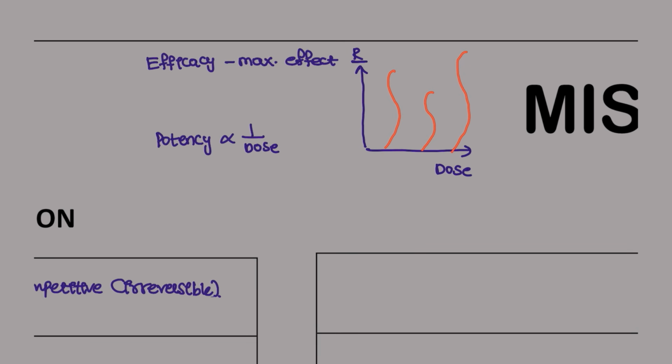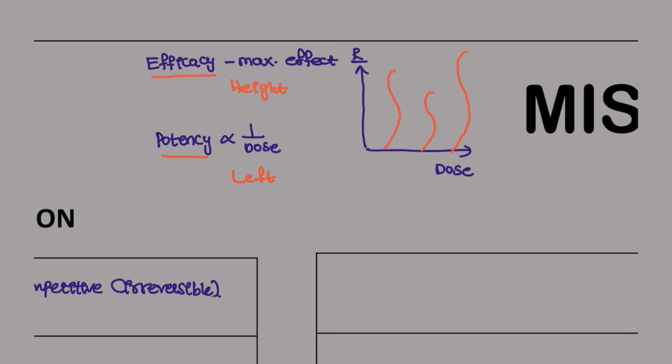So efficacy will be telling us about the height of the curve. This will be considered as the height. The more the height, the more the efficacy of the drug. Next, potency. Potency will be telling us about how far to the left side the curve leans.